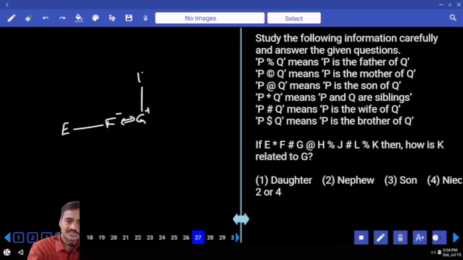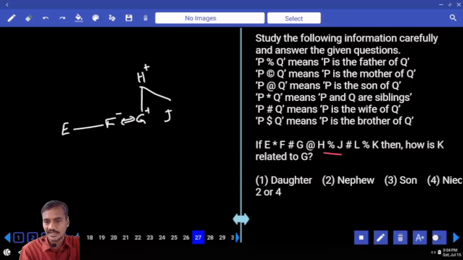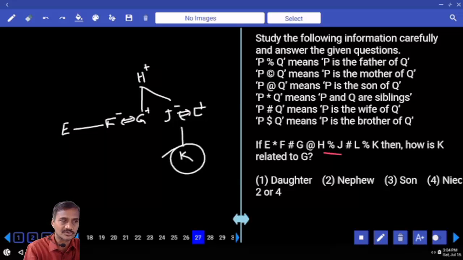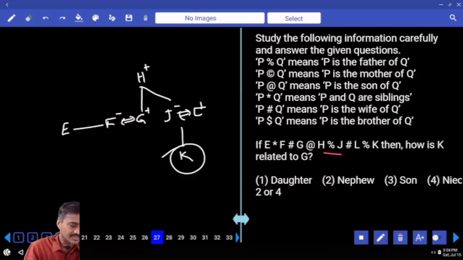H percentage, and H is the father of L. Now H percentage means H is the father of J, and J hash L. Hash stands for J is the wife of L. And next one, L percentage. L is the father of K. Then how is K related to G? Now K's gender is not known, so either nephew or niece. Choice 5, question number 27.